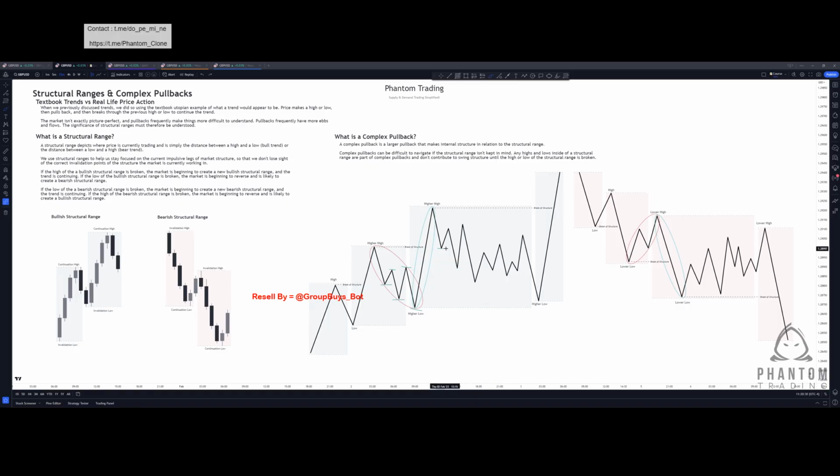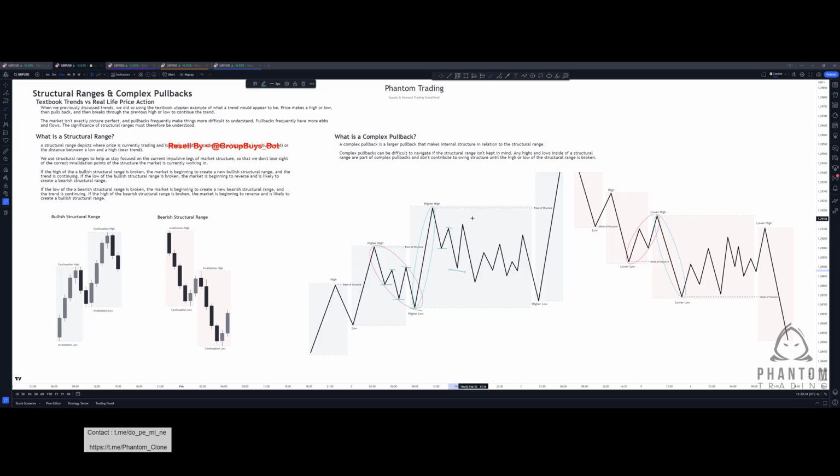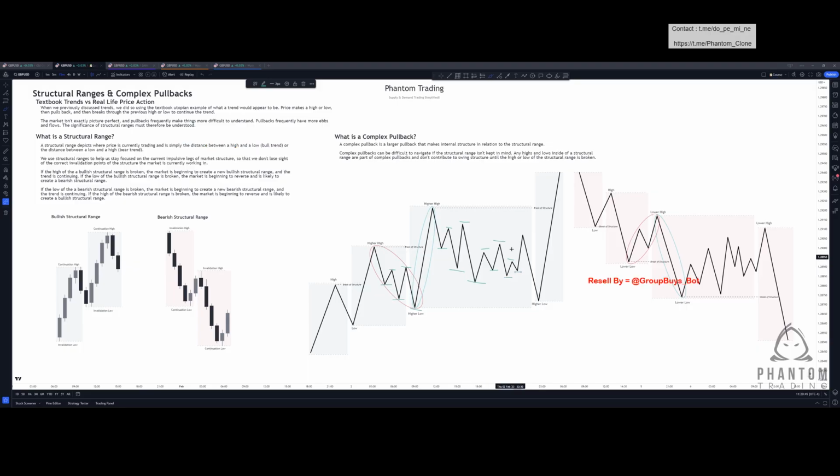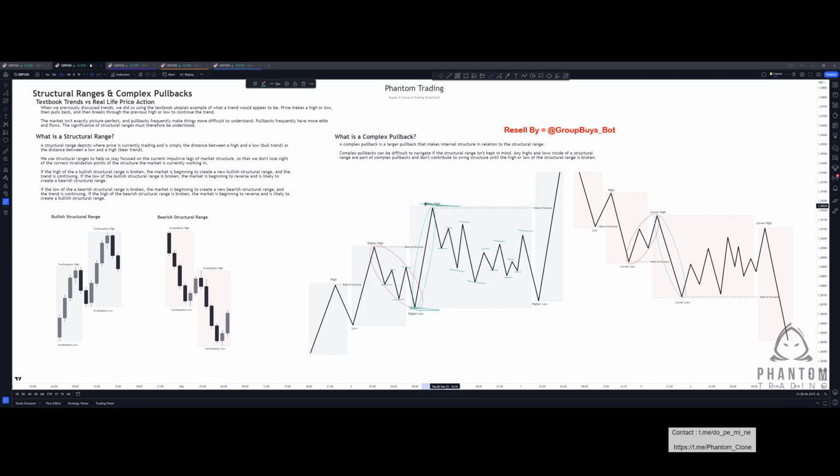And as we can see in this complex pullback, we create a low, we create a lower high, a lower low, a higher high, a lower low, create a high, we create a higher low, a higher high, a lower low, a high, a low, a higher low, a higher high, create a lower low. But if we just look relative to what is our structural range that we're trading within, we're trading between this high and this low. This would be our continuation high, and this would be our invalidation point low.